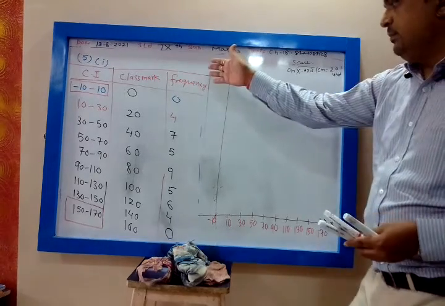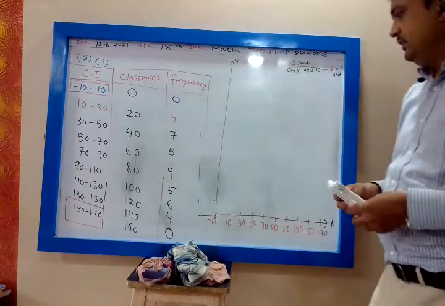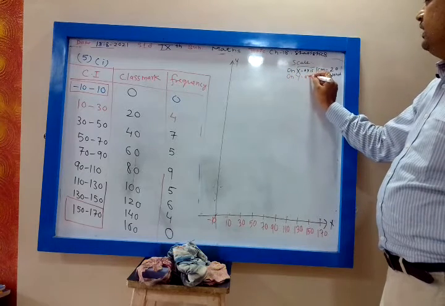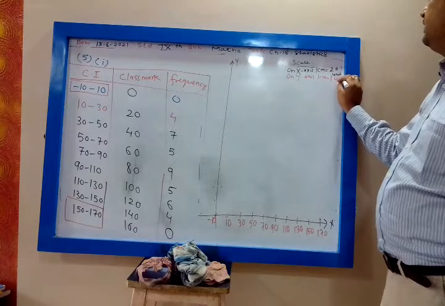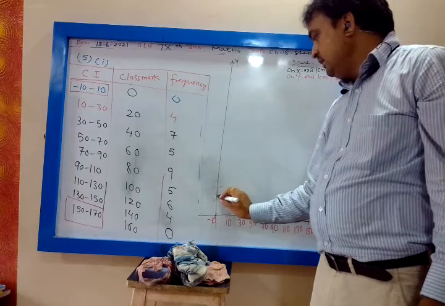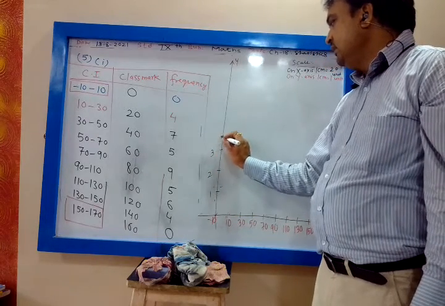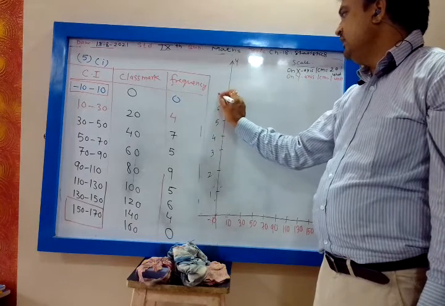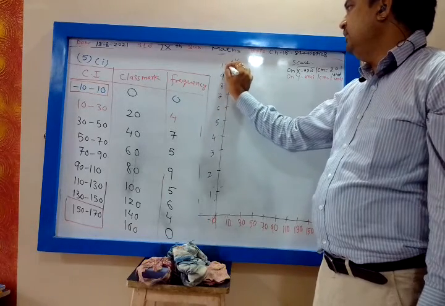Then, which is the maximum frequency? 9. So on y-axis, 1 centimeter is equal to 1 unit, because maximum frequency is 9. So this is 1, 2, 3, 4, 5, 6, 7, 8, 9, 10. Let me write up to 10, no problem.